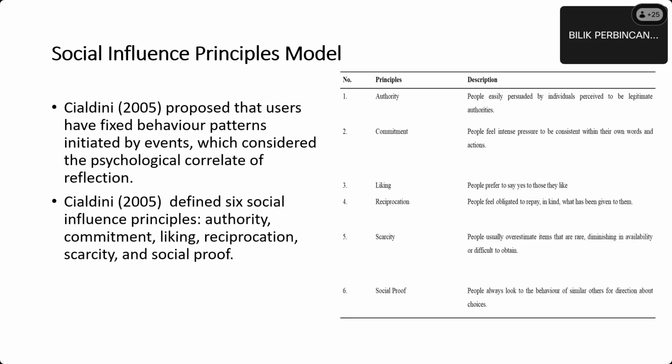Okay, this is the example of the social influence principle model. These are all the 6 principles that we have in the Cialdini principle model. The first one is authority.